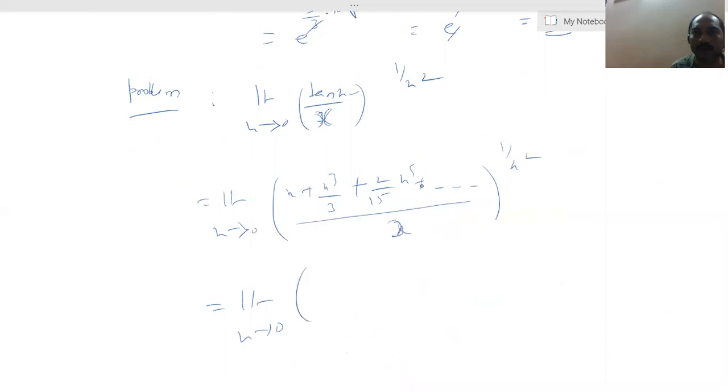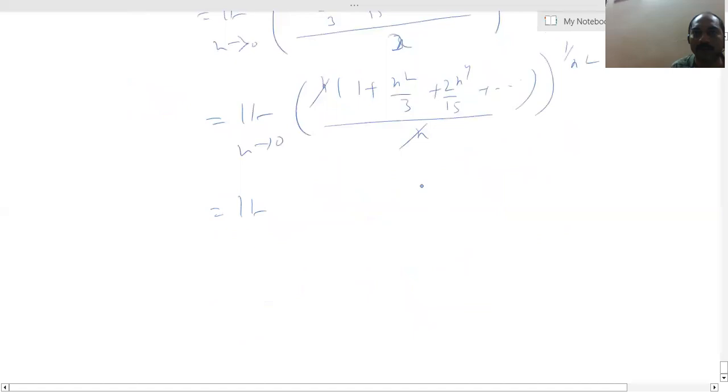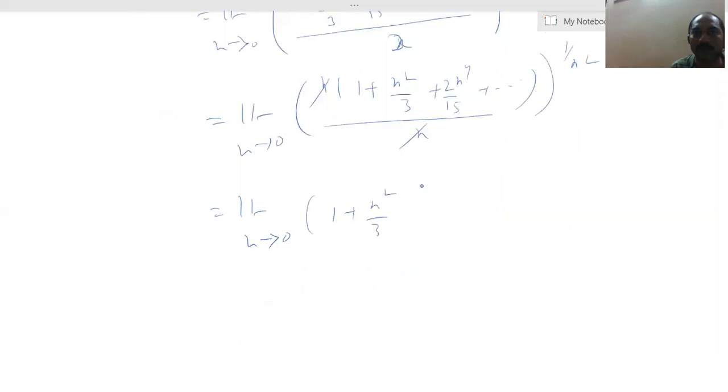Take x as a common factor in the numerator. It becomes, by x, whole power 1 by x square. The x cancels. I will explain the fourth model type also, same problem. That implies limit x tends to 0, it appears x square by 3 plus 2 by 15 x power 4 plus and so on, whole power 1 by x square.